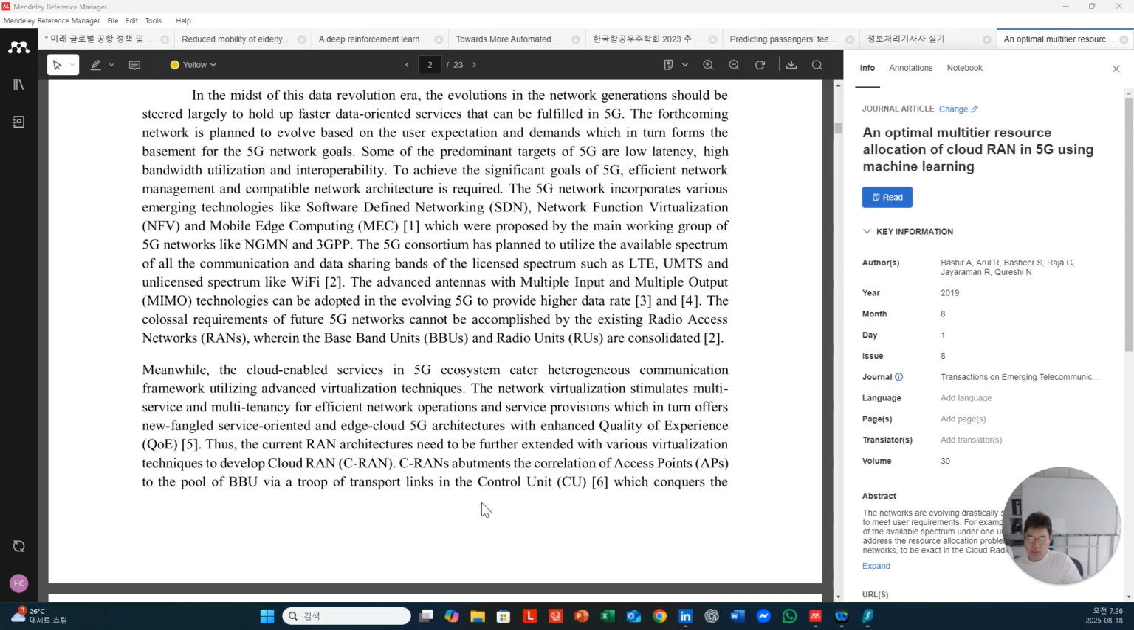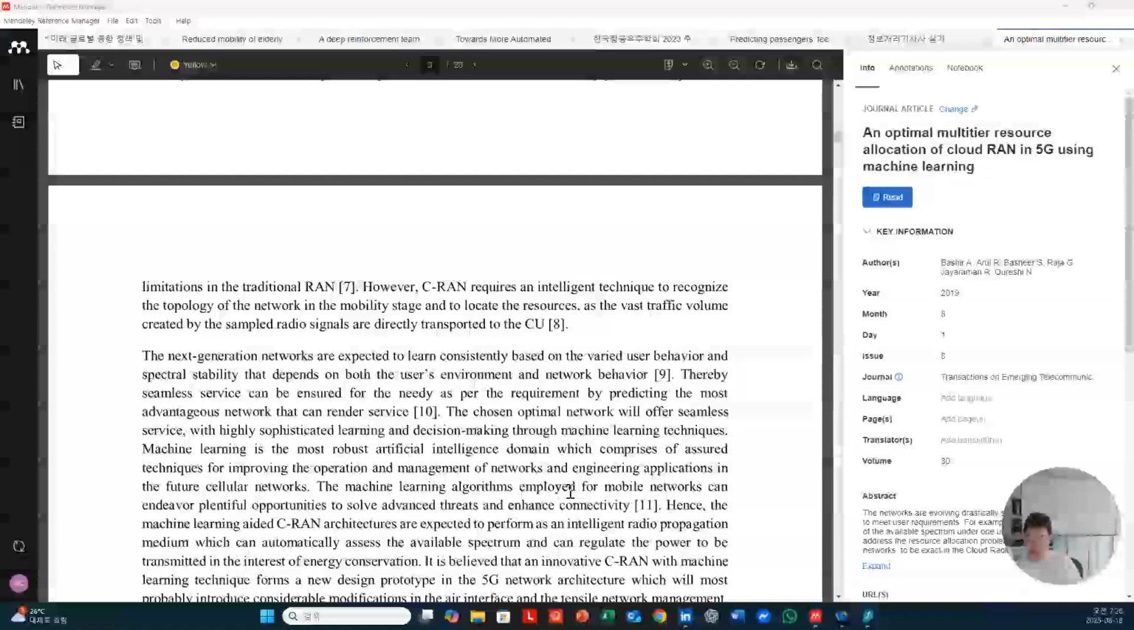CRAN is ultimately the correlation of access points (APs) to the pool of BBUs via transport links in the control unit, which overcomes the limitations in the traditional RAN. However, CRAN requires intelligence techniques to recognize the topology of the network in the mobility stage and to locate the resources. As the vast traffic volume created by the sampled radio signals is directly transported to the control unit, the next generation networks are expected to run consistently based on varied user behavior and the spectral stability that depends on both the user's environment and network behavior.